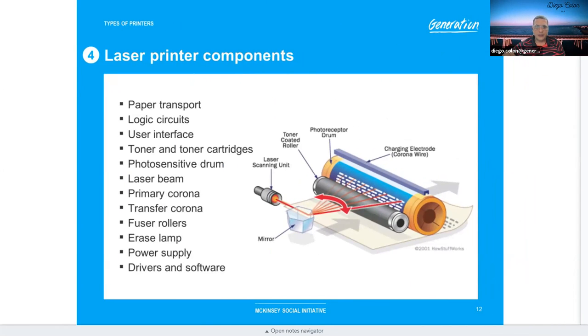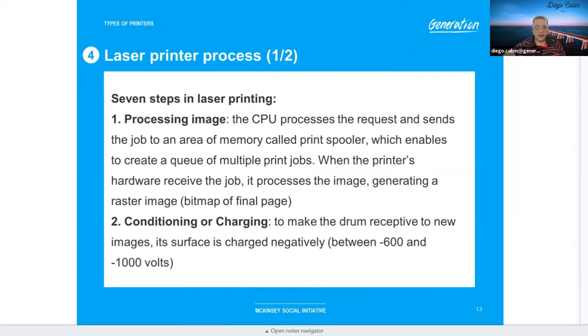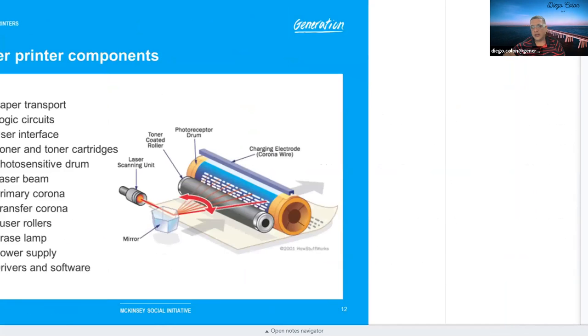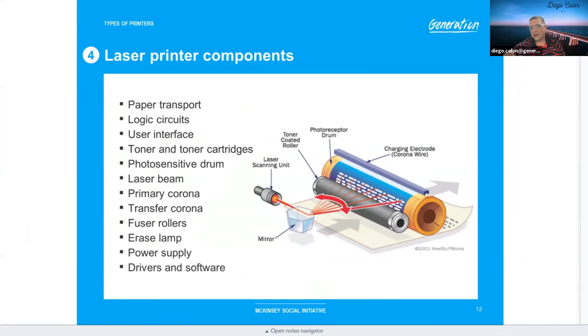The laser printer itself and its components are the paper transport, your logical circuits, your user interface, your toners, your photosensitive drum, and we'll get into the details of each of those. There are 7 steps in the process of creating the image, and it uses each of them to do the job. We need to be able to identify exactly what the primary corona, transfer corona, and any of the other devices in here do to facilitate the process.